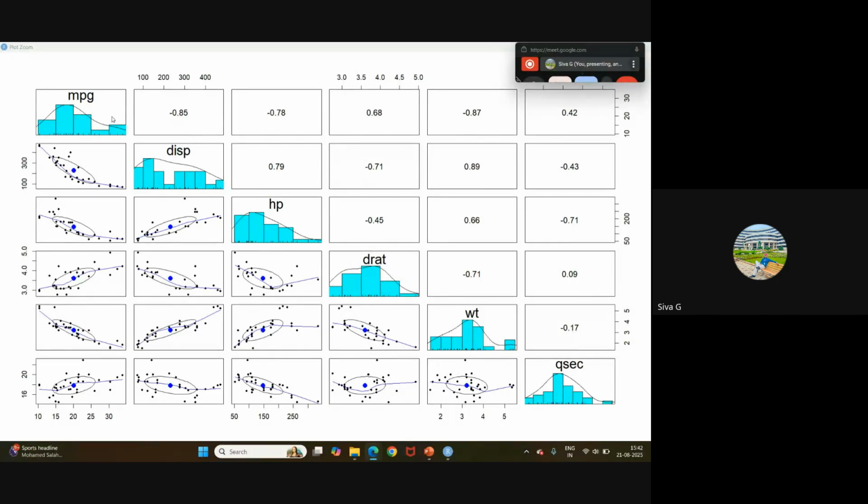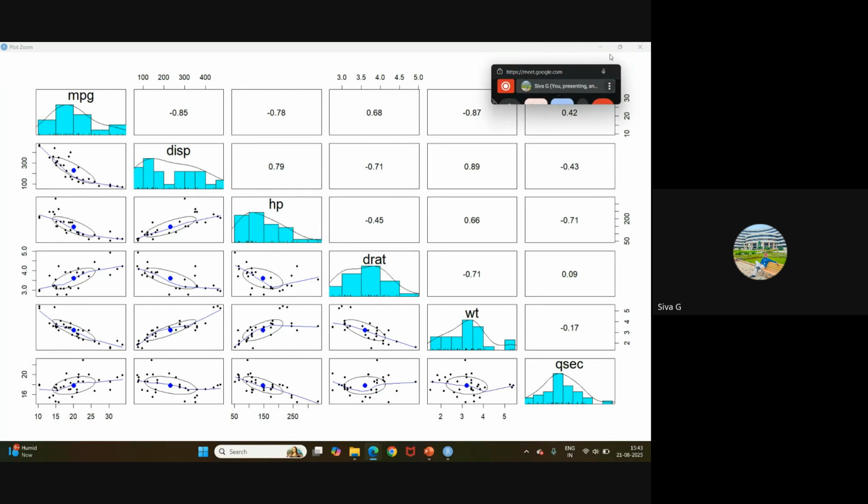Now see, from this scatter diagram we can understand that if we want to fit a regression model, I want to take MPG, miles per gallon, which depends on the displacement, the horsepower, the DRAT, and the weight. QSEC, with only 0.42, may not have that significant a correlation, so it is not required. So with these remaining four variables we can fit a regression model, and we can estimate the mileage of the cars.